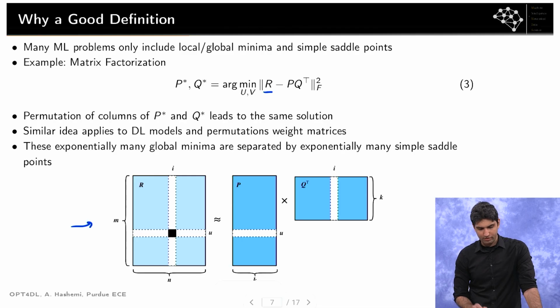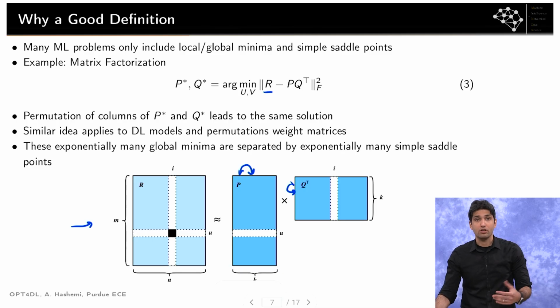To see that, consider this scenario. Let's say that I gave you an optimal solution P star and Q star. Now, if I permute, let's say, two columns in P, and also permute the corresponding columns in Q, the product won't change. That means that any permutation that maintains this ordering is also going to be an optimal solution. How many of these permutations do I have? An exponential number of them, a combinatorial number of them. Therefore, there are many, many global minima for this problem.